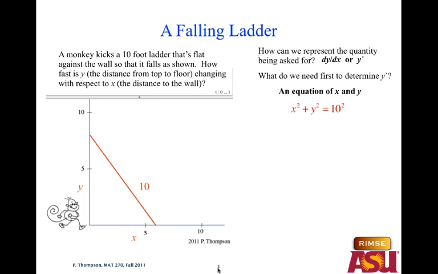Right, implicit differentiation. So let's do it. x squared. What's the derivative of x squared? 2x plus 2y y' equals 0.